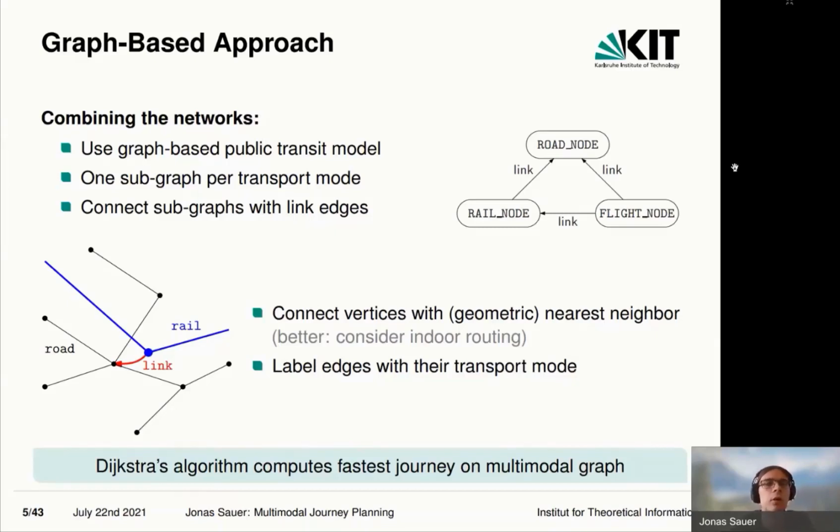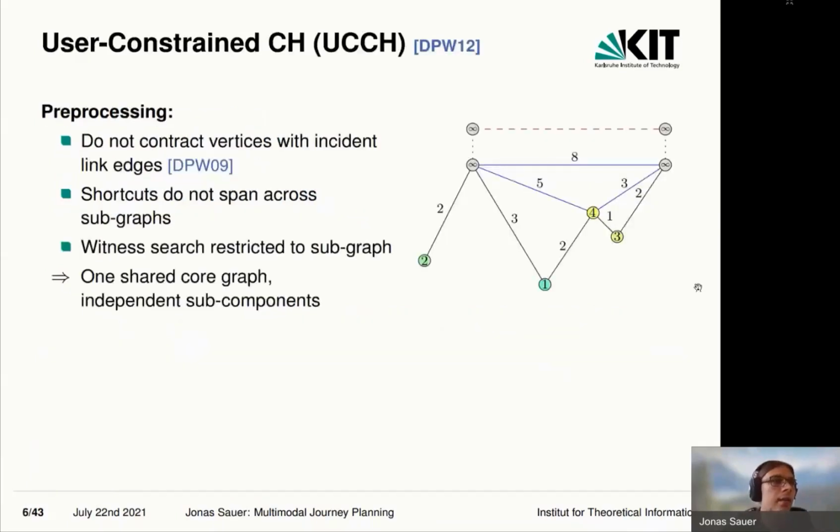You also run into problems like getting modal combinations that aren't actually feasible in practice. So you might have a train segment followed by a car segment and then another train segment. You have to take care that certain modal combinations which aren't actually possible are prohibited. One approach that allows for that, and also acts as a speed up technique for this basic Dijkstra approach, is user constrained contraction hierarchies.